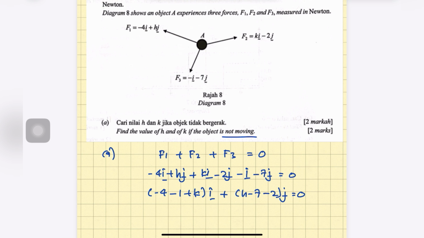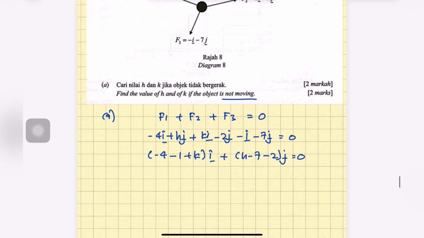Okay, since it is a zero vector, it means the vector i component is 0 and the vector j component is 0. So for vector i, negative 4 minus 1 plus k equals 0, then k equals 5. For vector j, h minus 7 minus 2 equals 0, h equals 9.